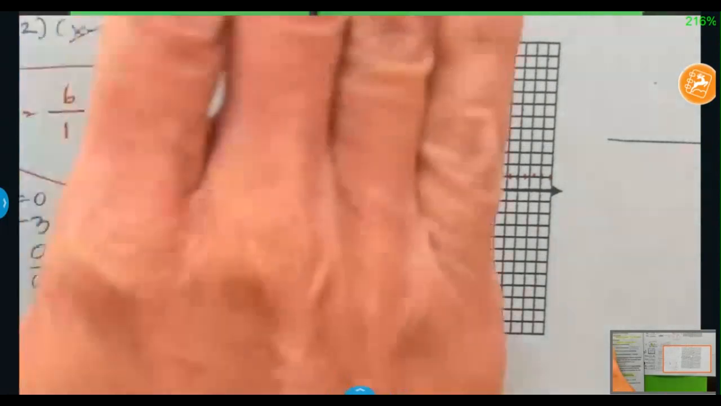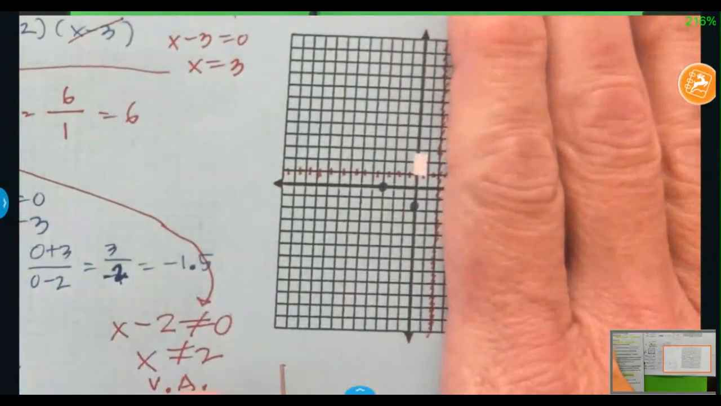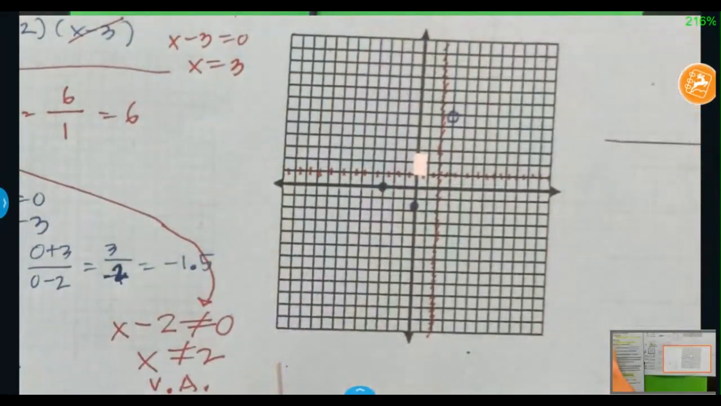I already know, right? What is it doing in quadrant 1? It's going through that hole. What is it doing in quadrant 3? Going through those points. I already know. I already have points there. I don't have to test a point because I already have the points.